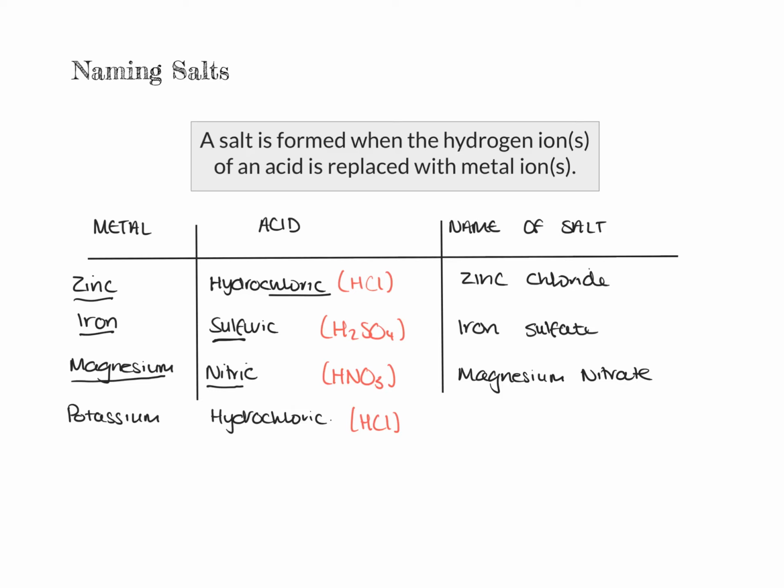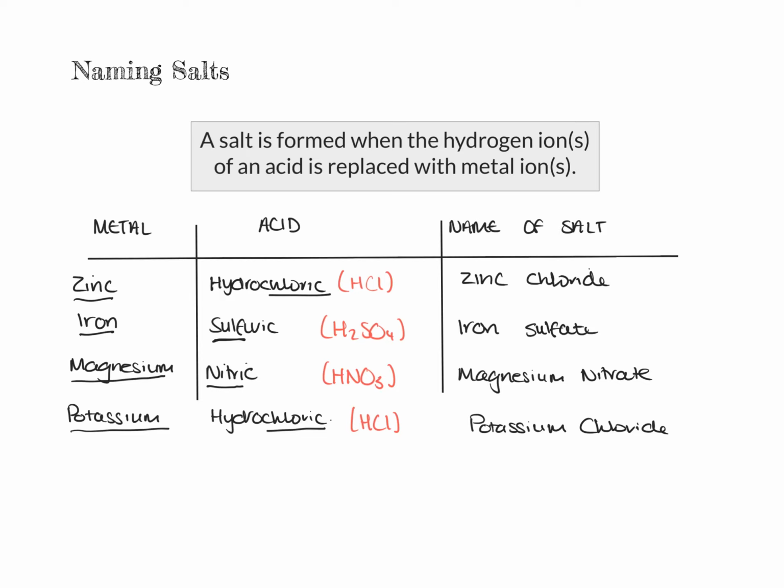And your final one, potassium and hydrochloric acid. Again, we're going to take the name of the metal, potassium, and then there'll be a clue somewhere in the acid, and remember in hydrochloric, it's not this bit of the name, we actually take this bit because we're replacing the hydrogen, we're taking that away and we're using this part. So it would be potassium chloride. And that's how you name a salt.